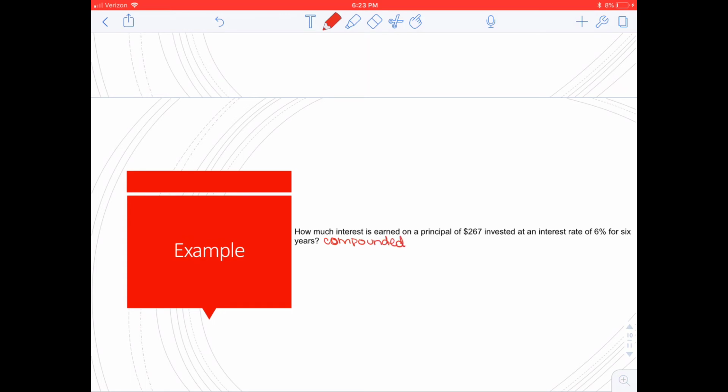Let's say that this is compounded semi-annually. So then as I go through my problem, how much interest is earned on a principal of 267? So that's my p-value. I'm investing at an annual interest rate of 6%. So I need to convert that to a decimal, and that's my rate, 0.06. 6 years is going to be the value that I would plug in for my time. And for compounded semi-annually, there are 2 semi-annuals in a year. So I'd be plugging in the value 2.